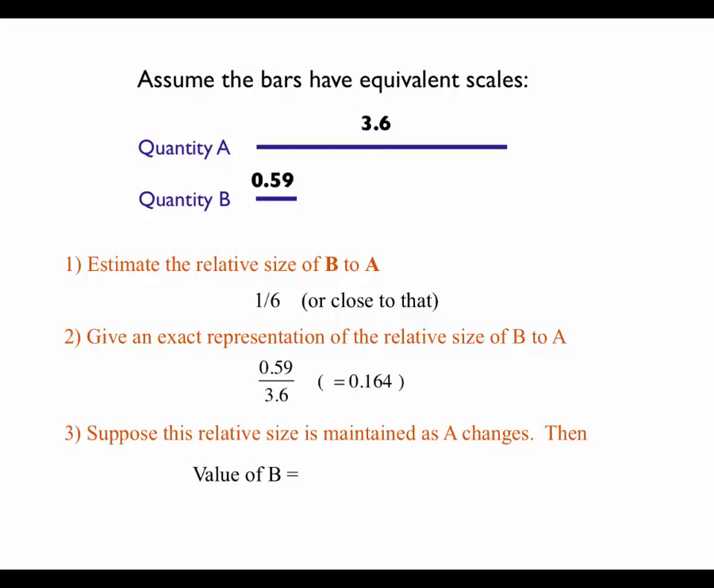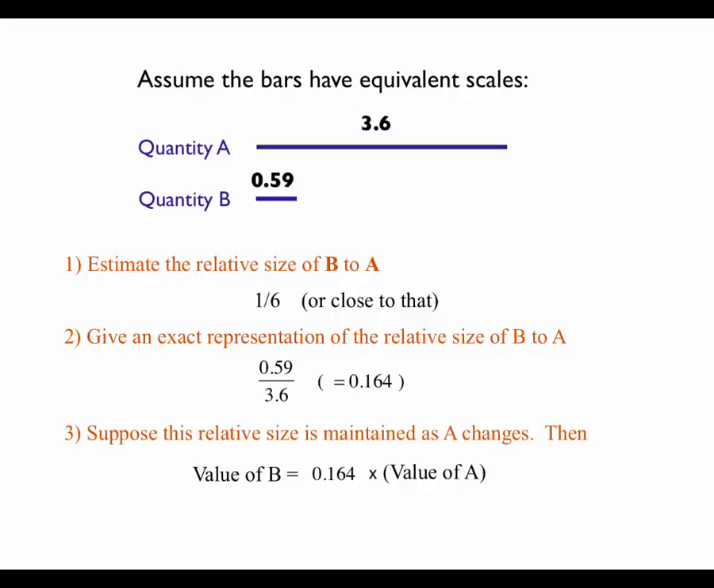Okay? So now, as we have some new value of A, and we want the value of B, we're just going to take 0.164 or 0.59 over 3.6 times the value of A, because that's how big B is relative to what A is. So you're going to take that fraction of it to get the new value of B. This number is called a constant multiple. Because if the relative size of A and B is maintained, this stays constant. Given any value of A, you'd use that same constant to get the value of B.